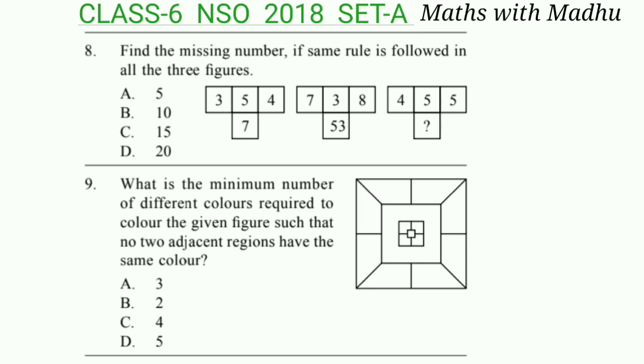Question number 9. What is the minimum number of different colors required to color the given figure such that no two adjacent regions have the same color? Look at the figure. The correct answer will be option A. Minimum number of different colors required are 3.